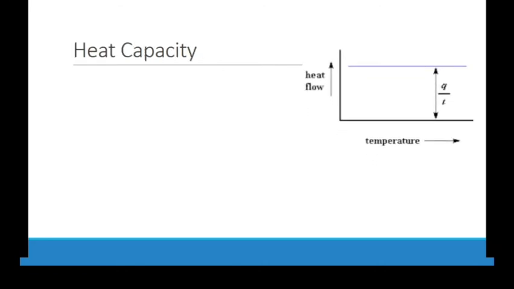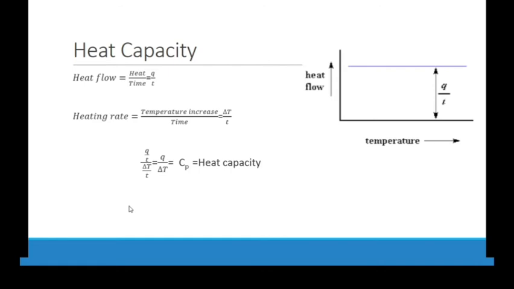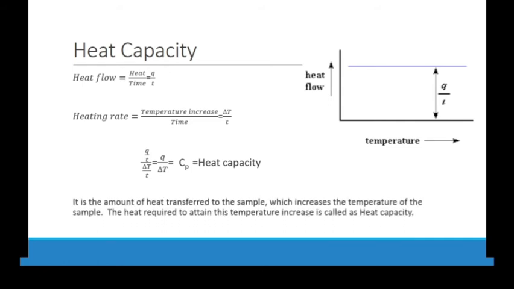So now we will talk about what is heat capacity. First of all, what is heat flow? Heat flow is heat divided by time, which is Q over t. Then what is heating rate? Temperature increase divided by time, delta T over t. And then we have heat flow divided by heating rate, and this is Q divided by delta T. Cp is equal to heat capacity. So this is the formula of heat capacity. It is the amount of heat transferred to the sample which increases the temperature of the sample.